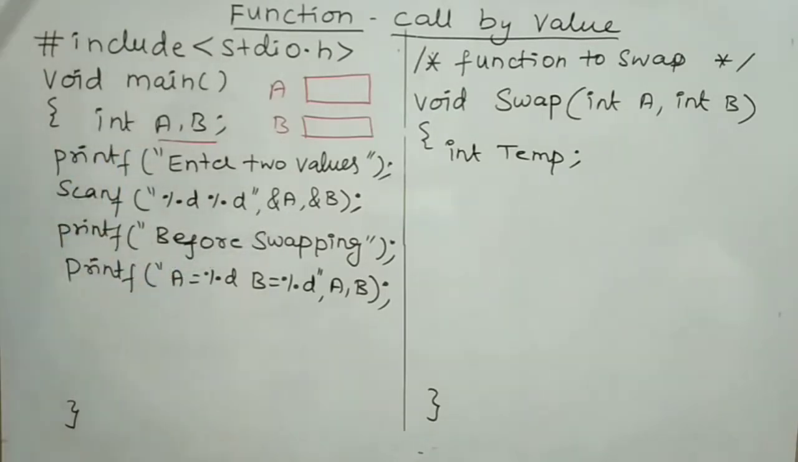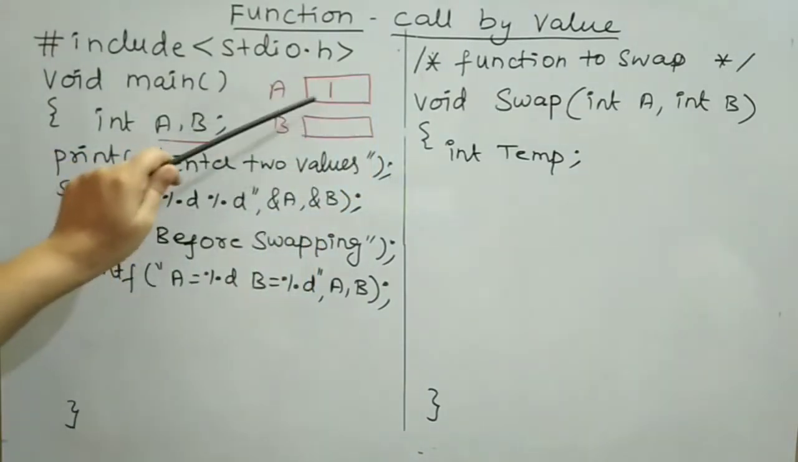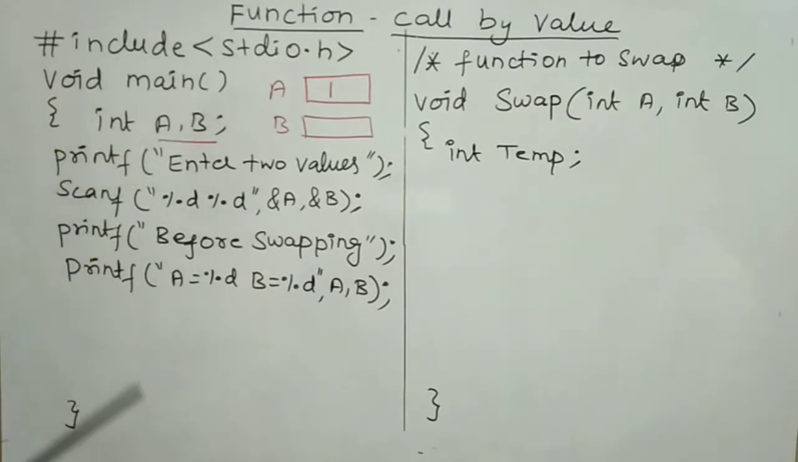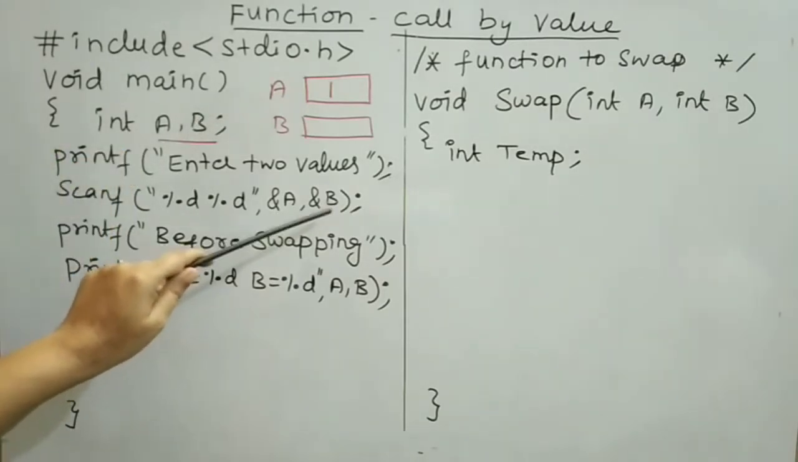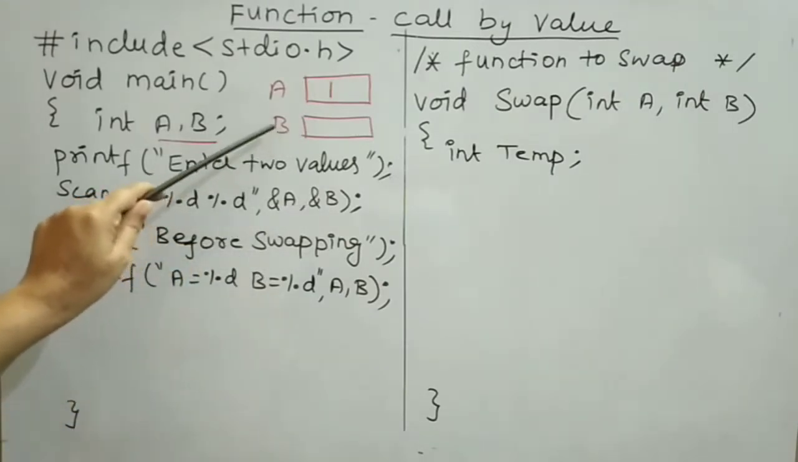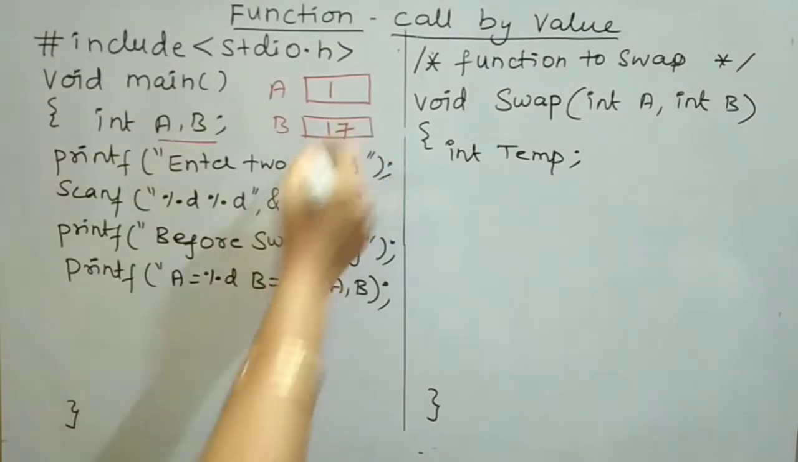In the memory address of a, whatever value you are inputting will be stored. For example, if I am giving the value for a as 1, then the value 1 will be stored in the memory location allocated for this a. And then I am giving value 17 for this variable b. In the memory location reserved for this b, the 17 will get stored.